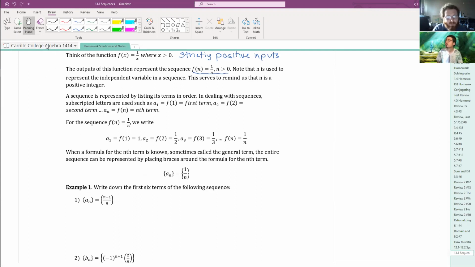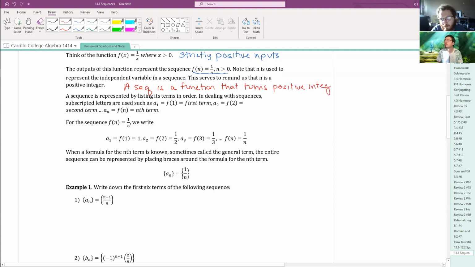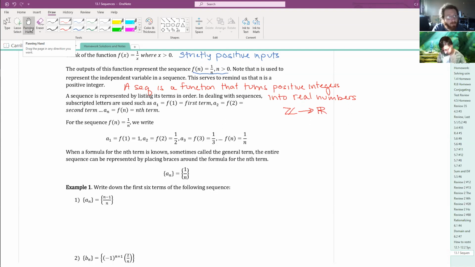A way to think about this is, let me write this off on the side here, in red. A sequence is a function that turns positive integers into real numbers, right? So we're going from Z to R. I'll explain what this means later, but this is the easiest way to think about this in terms of stuff we've learned this semester. So far, we've only put a real number in and gotten a real number out. It's helpful to think of this one as a positive integer to a real number.